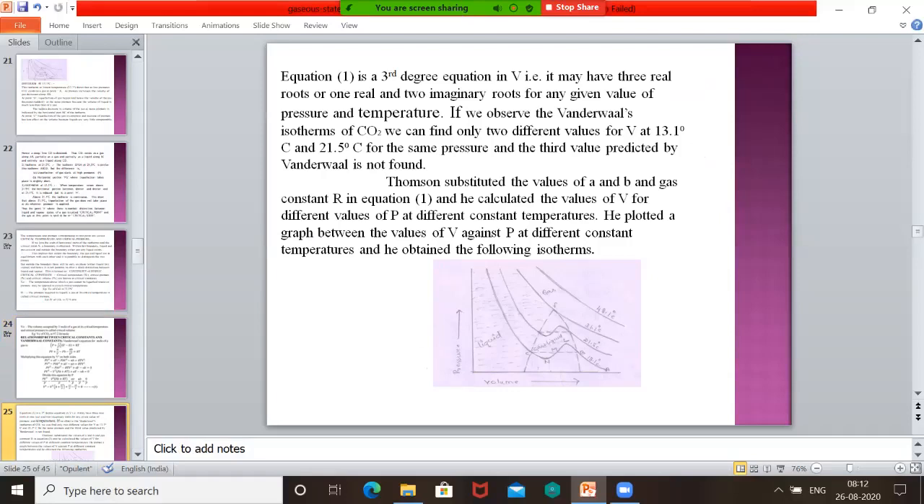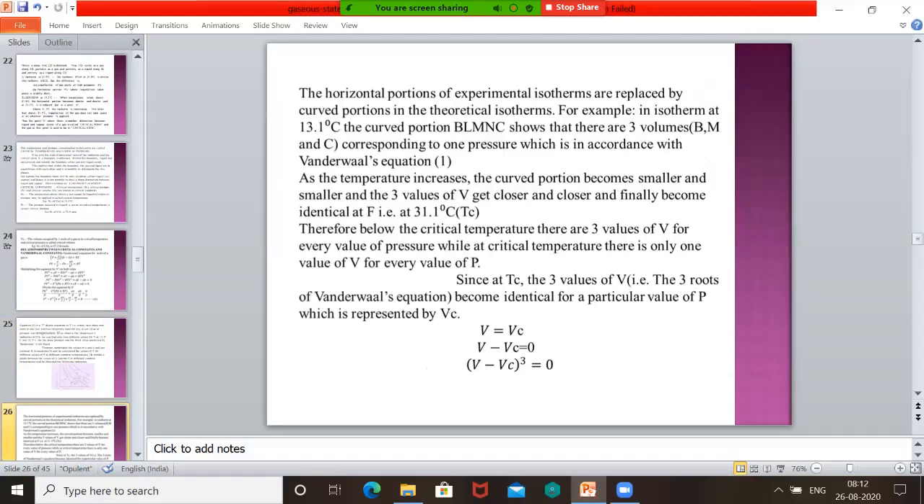It is a third degree equation in V. It may have three real roots. So if we go for the law of corresponding states, at TC, the volume has three values of V. At the critical point, the gas converts into liquid. Hence, volume becomes Vc, so V − Vc = 0. The volume of the gas is called Vc, that means critical volume. So (V − Vc)³ = 0.